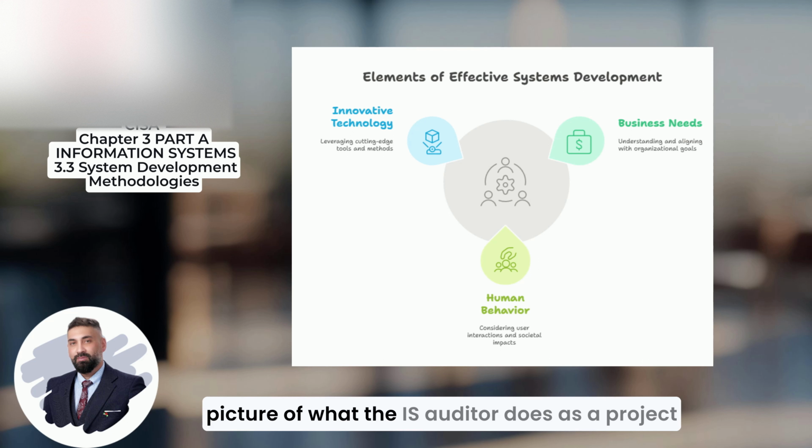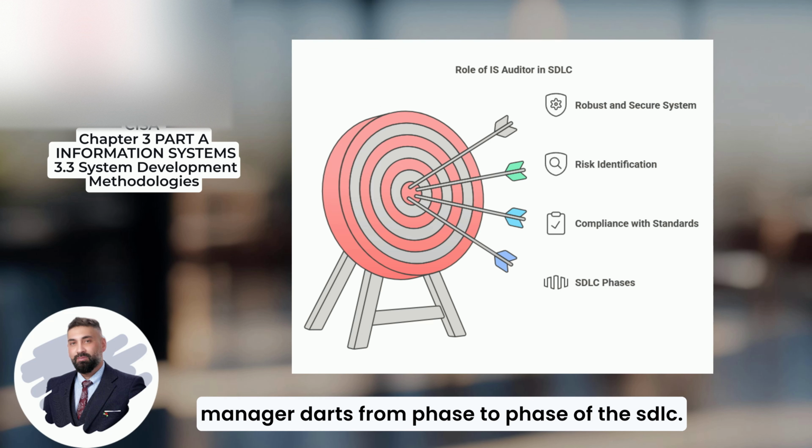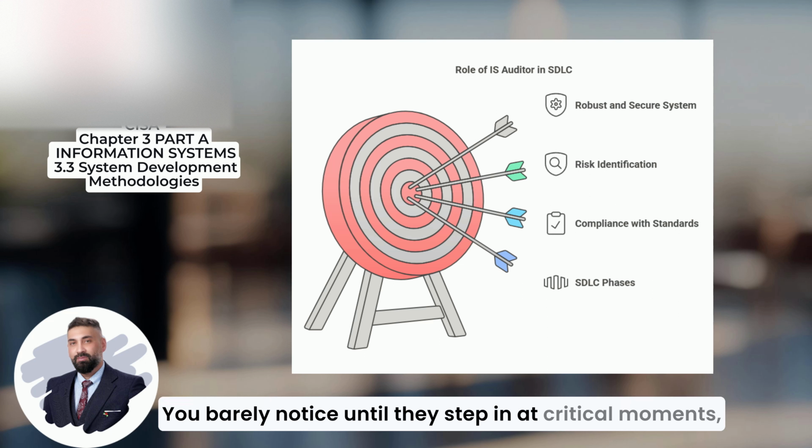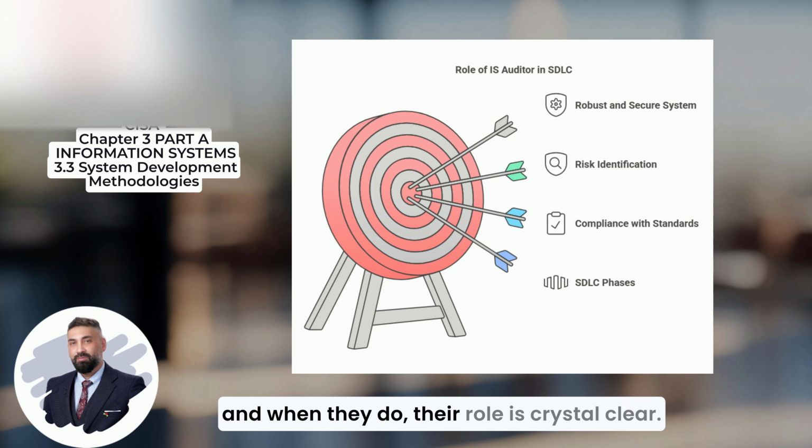Let's paint a picture of what the IS auditor does as a project manager darts from phase to phase of the SDLC. You might imagine the IS auditor as quiet but calculating, a shadow you barely notice until they step in at critical moments. And when they do, their role is crystal clear. Identify risks, minimize exposure, and ensure the system isn't just functional, but robust.